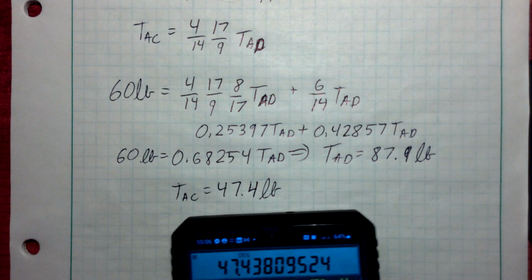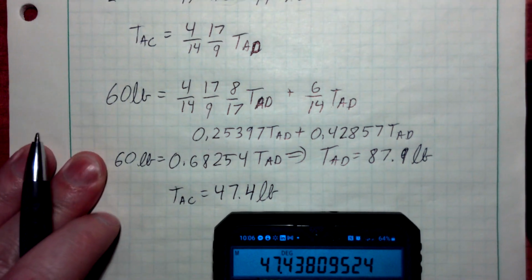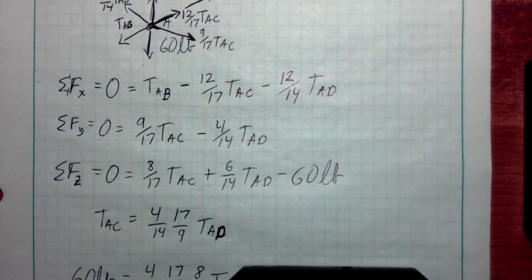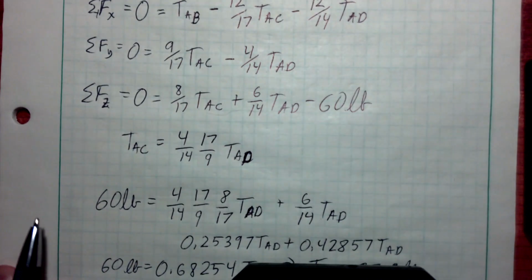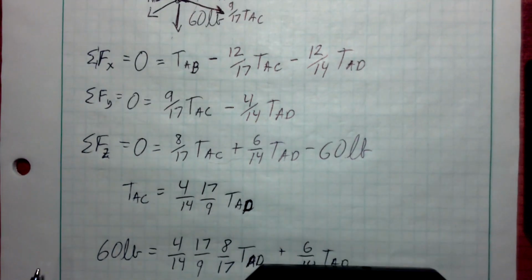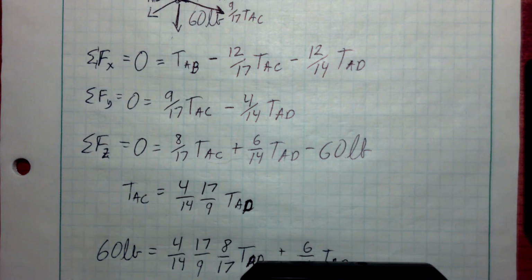Now I've got a value for TAC and I've got a value for TAD. And now we just have to go back to the TAB equation and plug those in. Okay. You've got values now for those. I'm going to let you pause and go get a value for TAB.